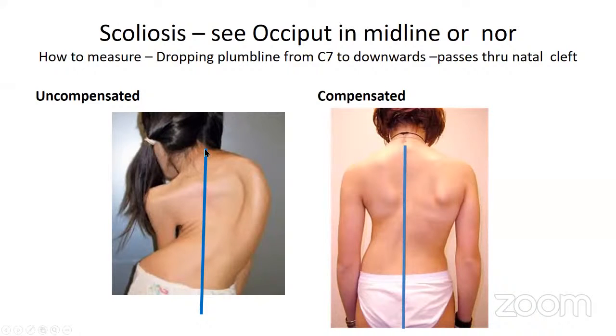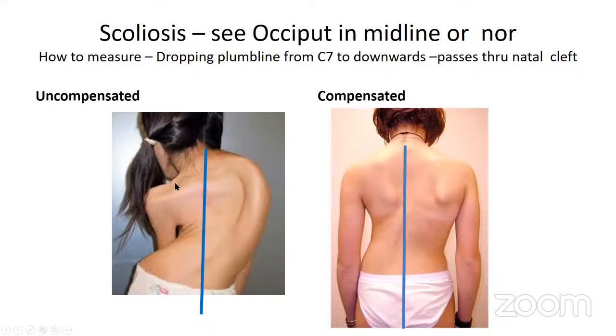From C7, if you drop the plumb line, it should cross the natal cleft if it is compensated. As you can see here, this is scoliosis, but still it is compensated. In the other case, this C7 line is not at all passing through the natal cleft. So this is uncompensated scoliosis.